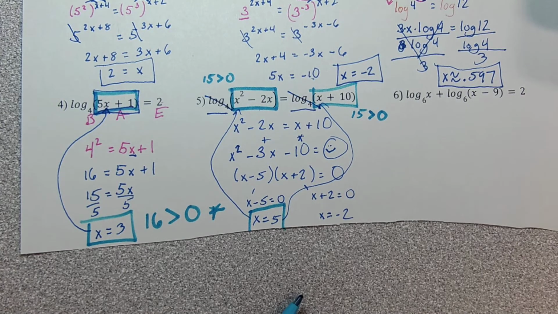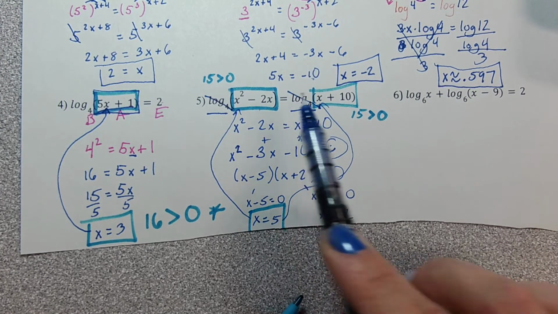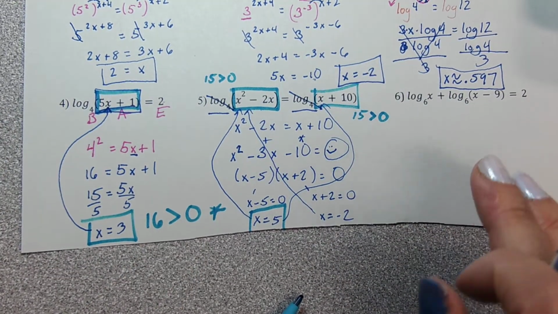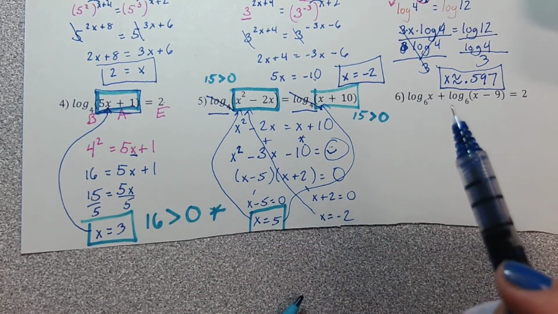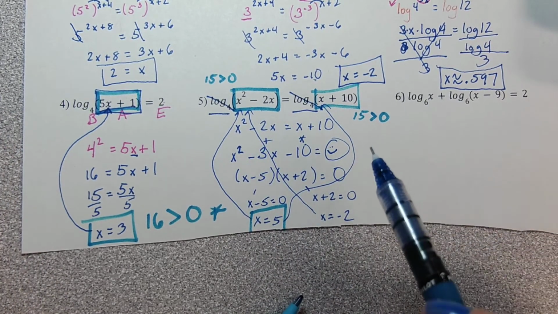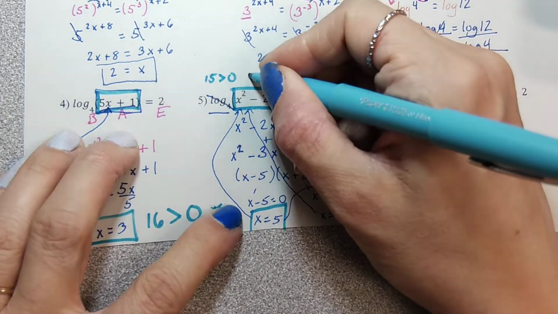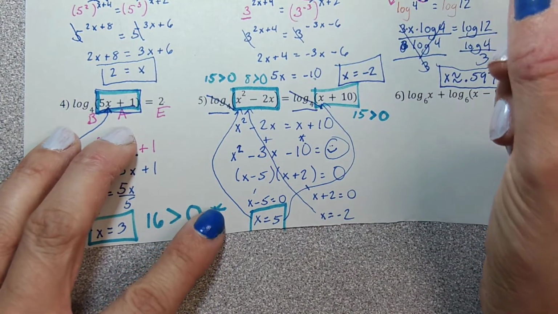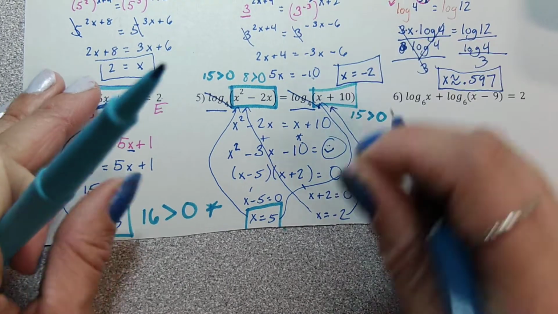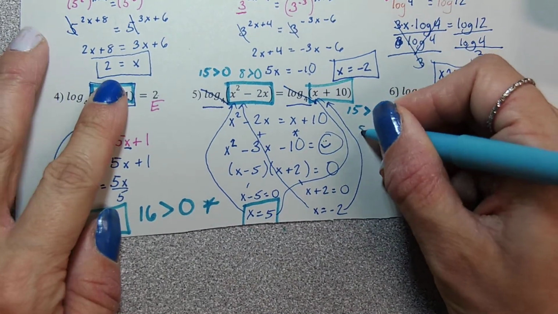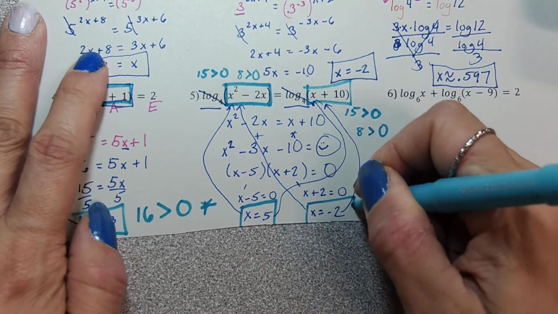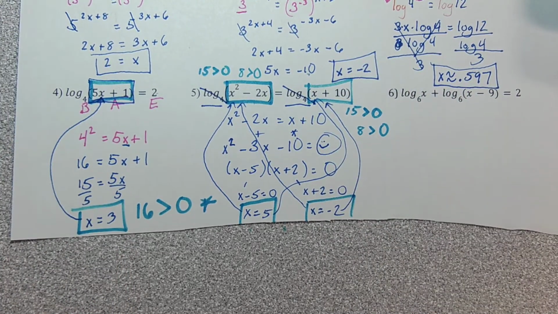So now we take a look at the negative 2. Negative 2 plugged into this log's answer part, starting to get a little messy here with my arrows. Negative 2 squared is 4. Negative 2 times negative 2 is 4. 4 and 4 is 8. Is 8 greater than 0? Yep. And if I plug negative 2 into this log's answer part, we get 8. And 8 is also greater than 0. So, cool.